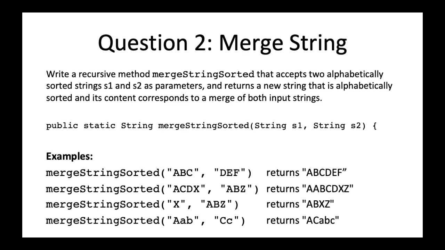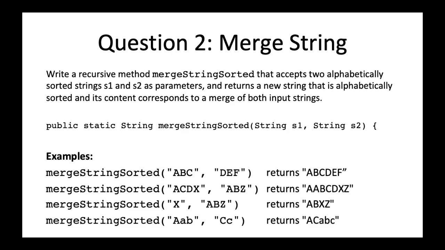Let's take a look at question 2. Write a recursive method, merge string sorted, that accepts two alphabetically sorted strings, S1 and S2 as parameters, and returns a new string that is alphabetically sorted and its content corresponds to a merge of both input strings. As you can see, the method signature is given with two parameters, S1 and S2, both of which are strings. The method itself should return a string.